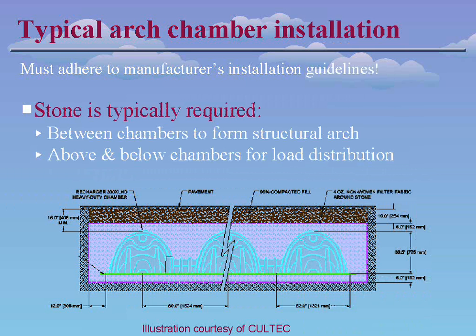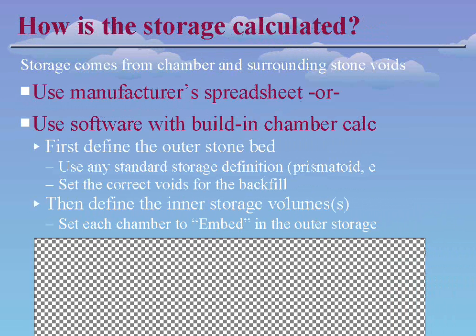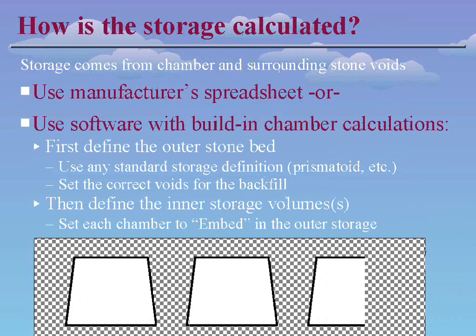Chambers are typically used in some arrangement, some configuration with multiple rows of chambers. They're also usually embedded in stone, which is part of the structure of the system and also contributes to some of the storage due to the voids in the stone. When you set up the embedded chambers in HydroCAD, it automatically handles the embedding calculation, removing the volume of the chamber from the surrounding stone, but also adding in storage for the voids in the stone's surround.